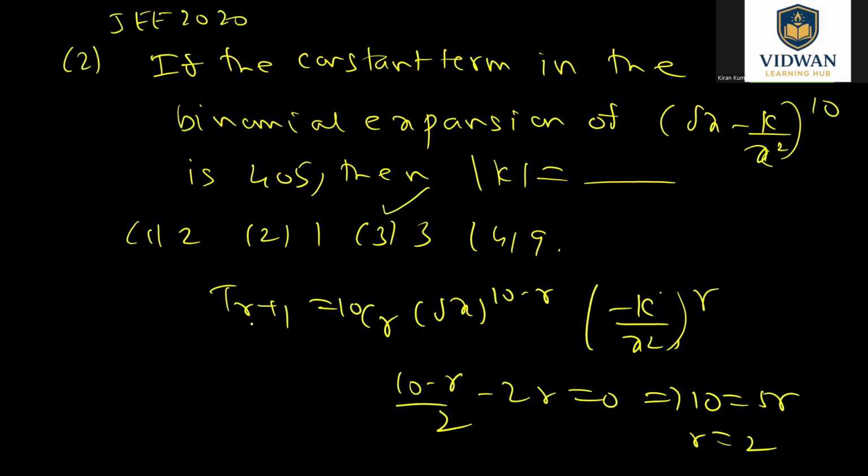Then if R equal to 2, you'll get T3 as the constant term. For R equal to 2, you get T3 equal to 10C2. The rest of the power of x you can remove, and you can just say minus k power R, minus k whole square. This is equal to 405. And k square will be 9 from this. So mod k will be 3 from this.